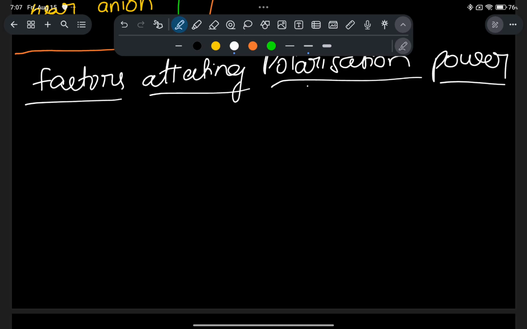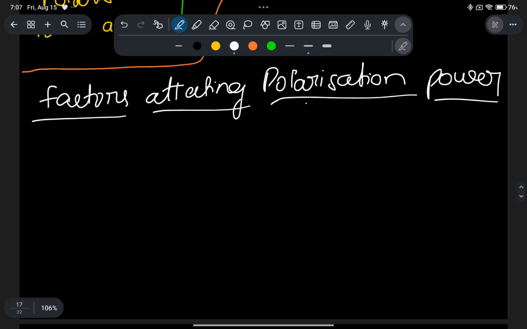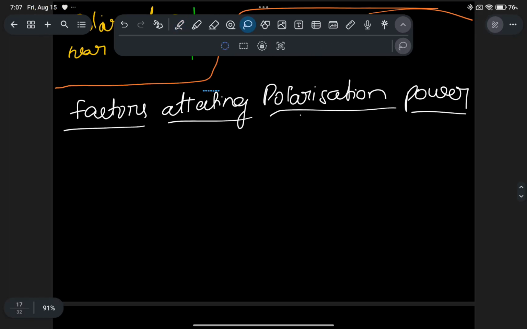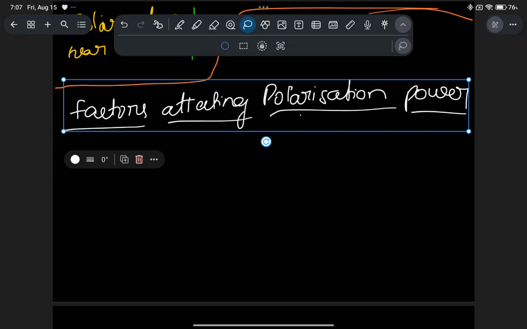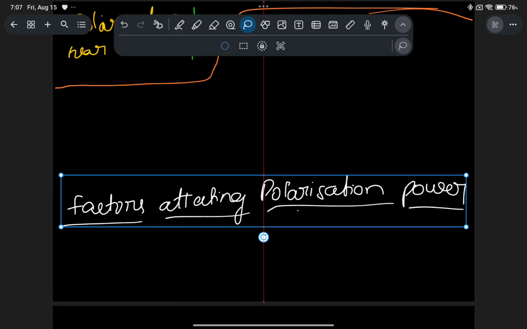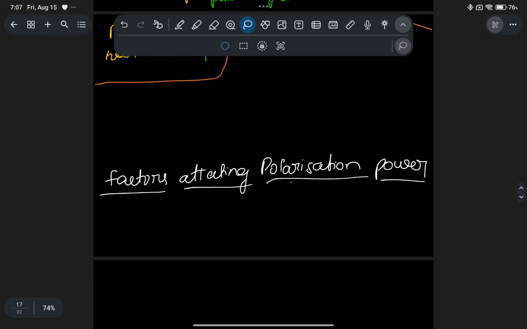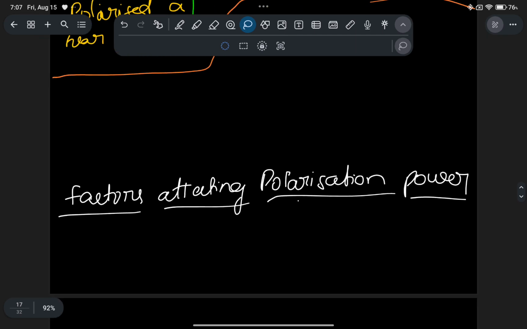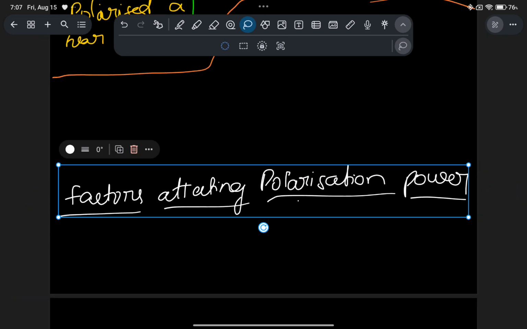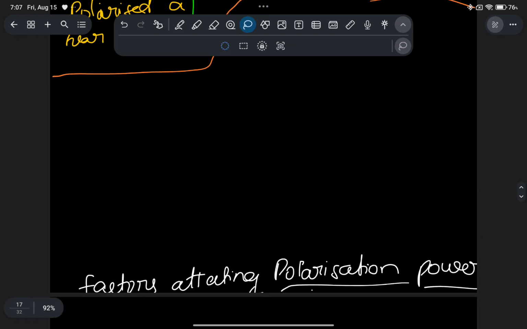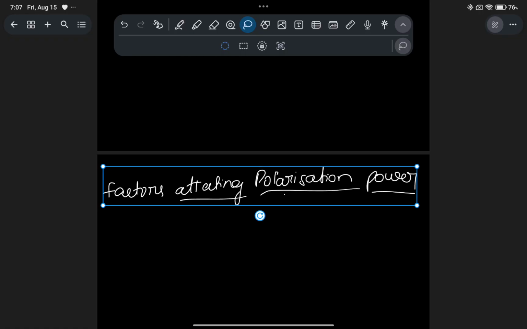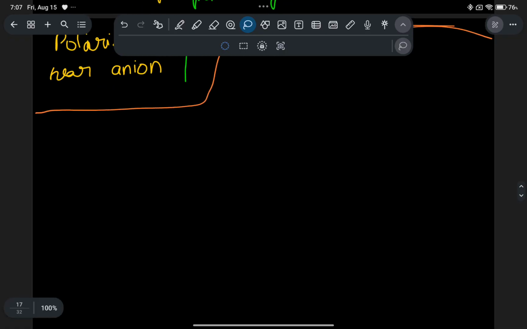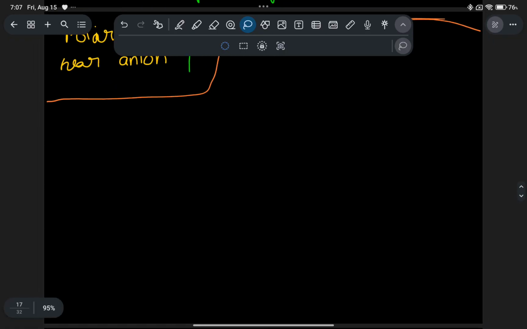First, this is the general one, not the factors. Before this, I would like to say something small. I will explain it on the next page. Okay, next page. Here on this page, what I'm going to say is polarization.